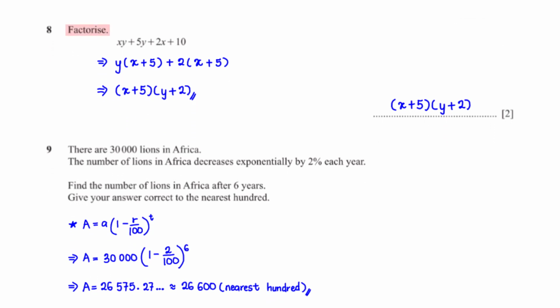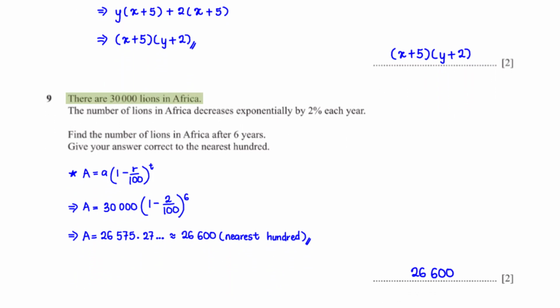Factorize xy plus 5y plus 2x plus 10. For the first two terms, when we factor out y, we are left with x plus 5. And for the final two terms, when we factor out 2, we are left with x plus 5. This can be rewritten as (x plus 5) times (y plus 2).